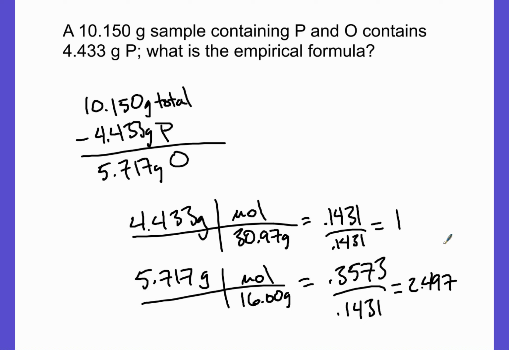And the next step to this is sometimes you don't get your whole numbers right away. So if you recognize that that's 2.5, I can get rid of a half easily by doubling this, right? And that turns into a 5, right? But I also have to double this, so that's going to be a 2. So that means my formula is actually P2O5, right? And that's actually correct. This is a diphosphorus pentaoxide.